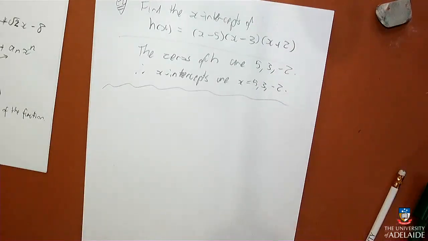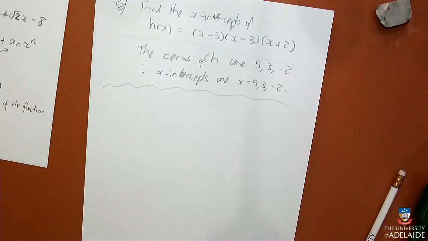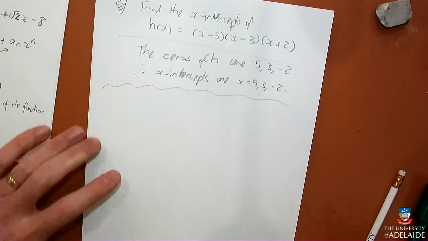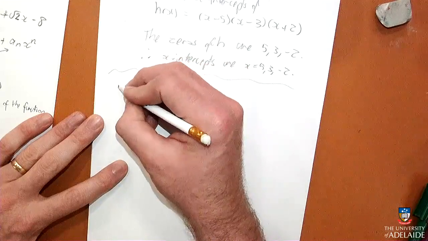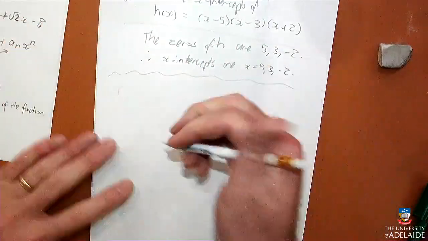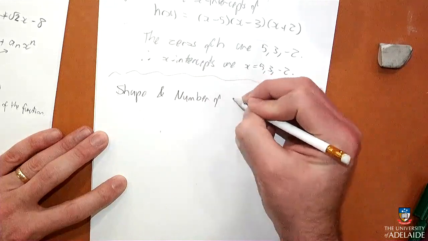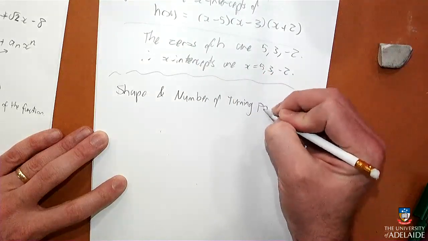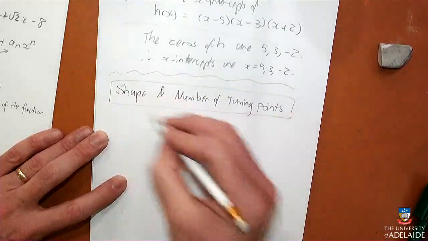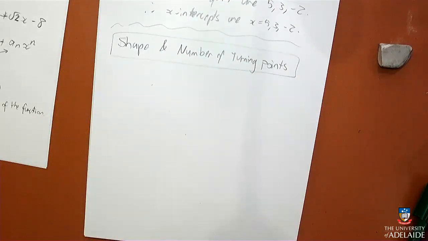Now I'd like a little bit more about those turning points and the general shape of the graph. I can get the general shape of the graph, and roughly how many turning points it should have, directly from one piece of information about the graph, which is the highest power you see. So I'm going to just say shape and number of turning points. Okay, and you get that directly, just general information about how it might go, directly from the highest power.